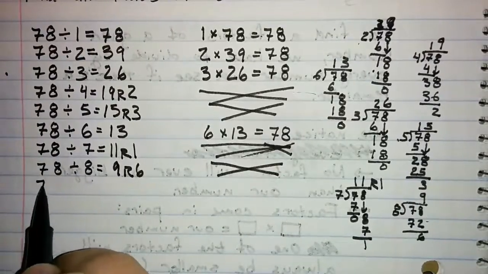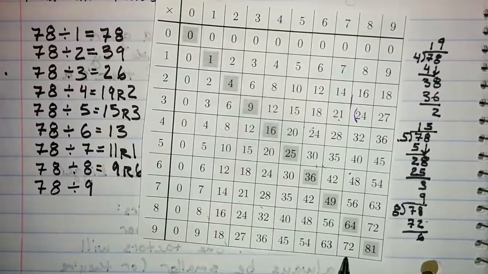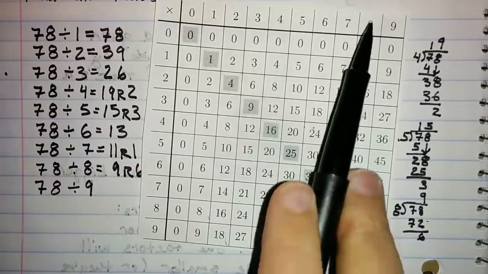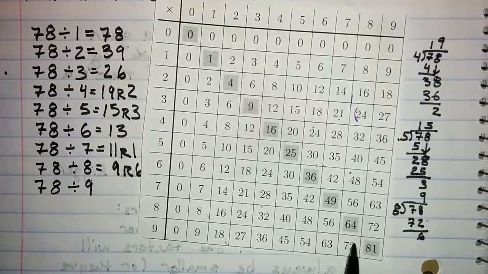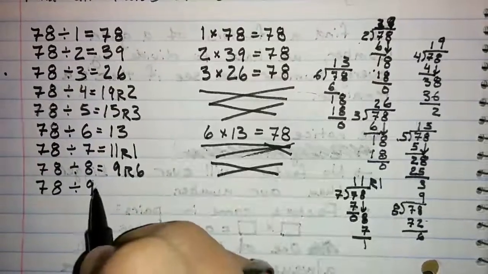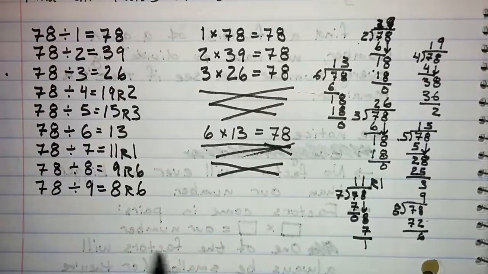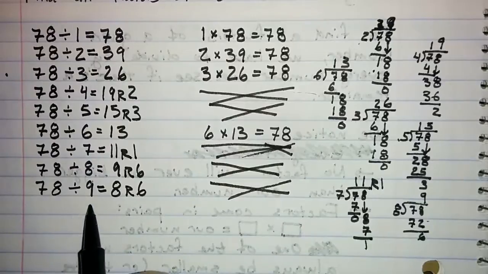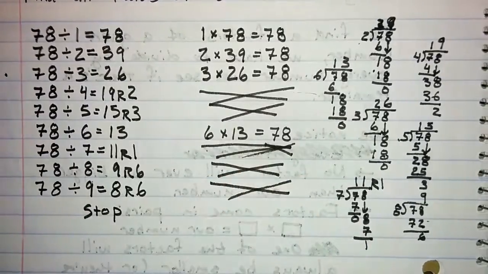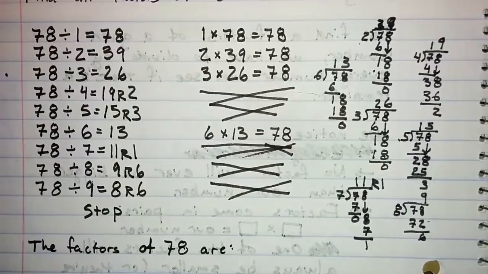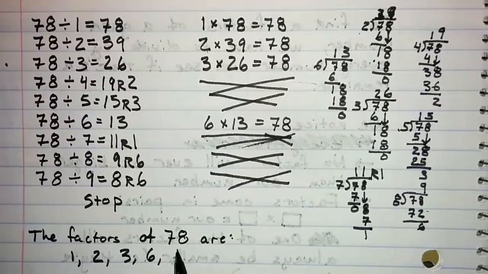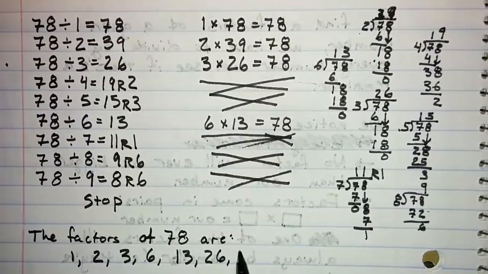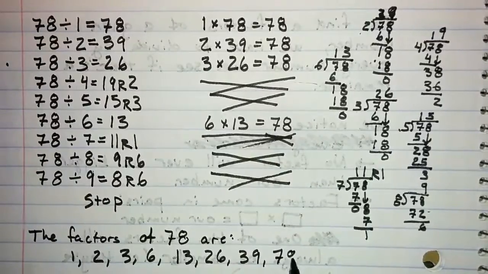What about 9? 78 is between 72 and 81 in my multiplication table, so 9 must go into 78 8 times, with 78 minus 72, which is 6, left over. Now my quotient is smaller than my divisor, so I stop. And now I look over here and I see the list of all of my factors. I have 1, 2, 3, 6, 13, 26, 39, and 78.